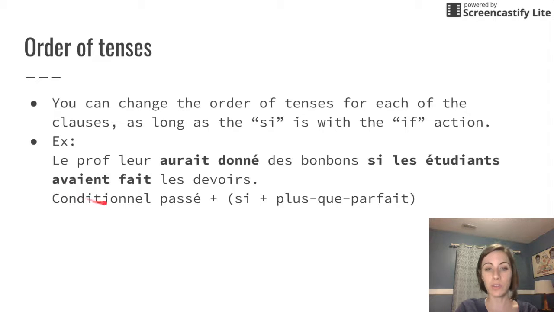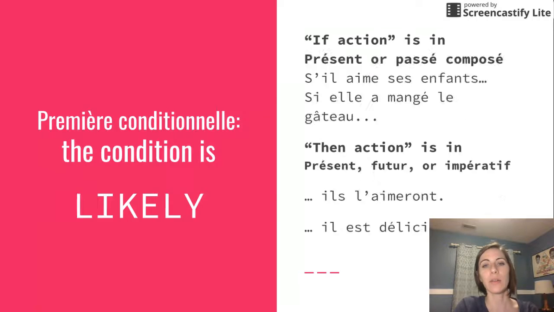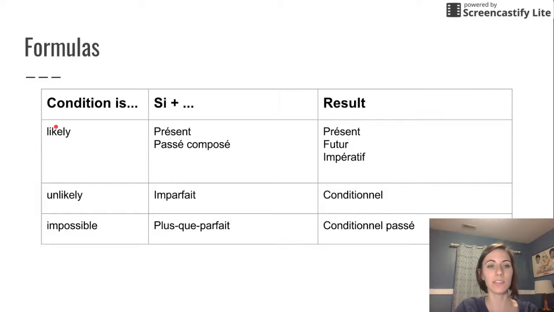So you can have the conditionnel passé as the result first, but then you must have the C with the plus-que-parfait. You cannot have the C with the conditionnel passé. That does not work. The C can only ever be with those tenses that were in the C column of our chart based on what you're trying to say. So you'll see that these are the only tenses that you can have with the C, and then these are the only tenses that you can use for the resulting action.